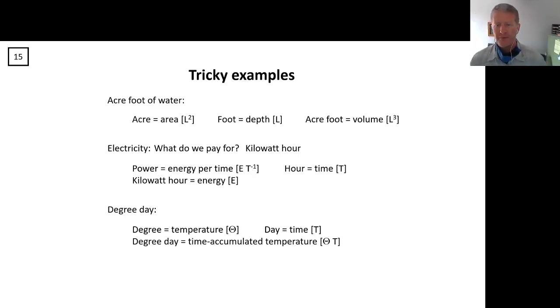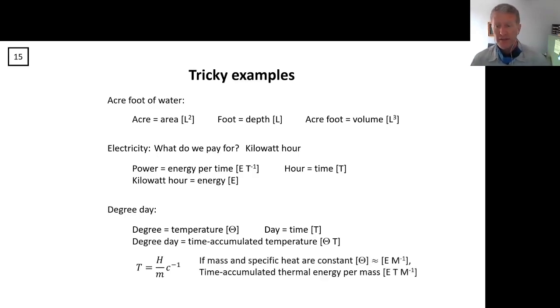so a time accumulated temperature, or a theta times capital T. That still doesn't get us all the way there, in my head anyway. It's like, what does that mean? Well, let's remember what temperature is based on: specific heat and mass. If mass and specific heat are constant, then that temperature, that capital theta, is something like energy per mass. It's about a density of energy in the system.